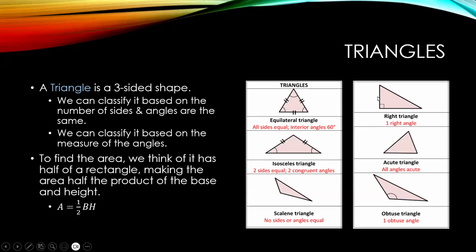We can also say a right triangle has 1 right angle. An obtuse triangle has 1 obtuse angle, meaning 1 angle which is greater than 90 degrees. And an acute triangle has 3 angles which are all acute. We can find the area of these using a formula, 1/2 base times the height. It's fun to actually go and figure out how to get that formula, though.